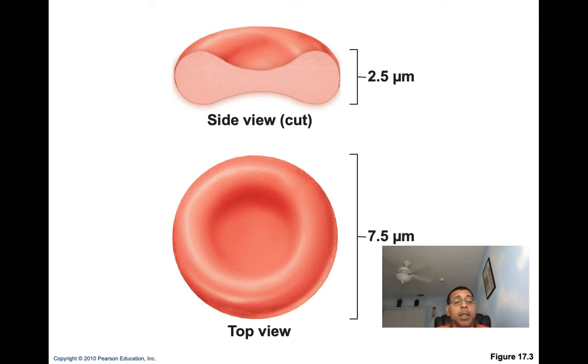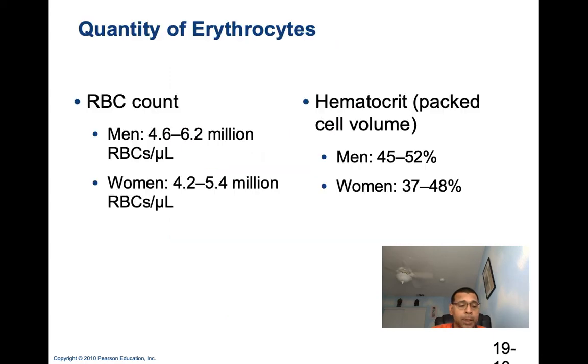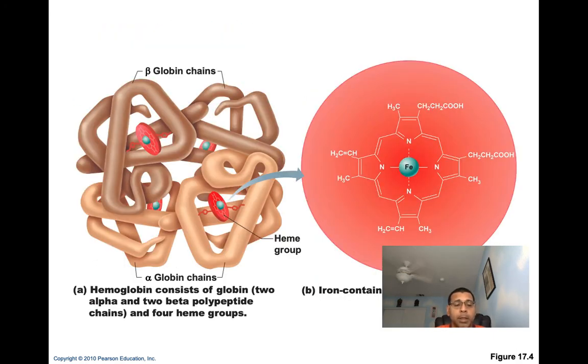So let's look at the proteins that we're going to find inside of here. The first protein is hemoglobin. Hemoglobin is a red blood cell protein, an RBC protein that functions in gas transport. We'll talk about hemoglobin in a few minutes. The next protein I'd like you to know about here is spectrin. Spectrin is a network of proteins that maintain the erythrocyte's shape.